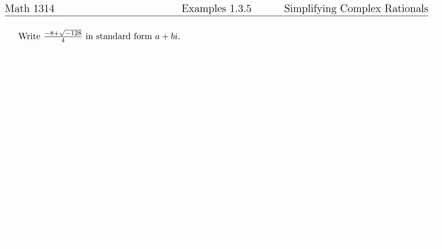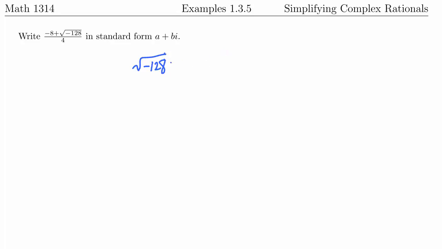Hello. The following will help you understand how to simplify complex rationals. Let's look at our example. Write -8 plus the square root of -128 all over 4 in standard form a plus bi. In order to do this problem, we need to go ahead and simplify the square root of -128.